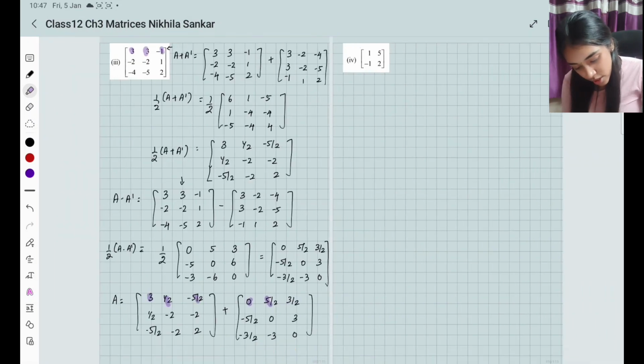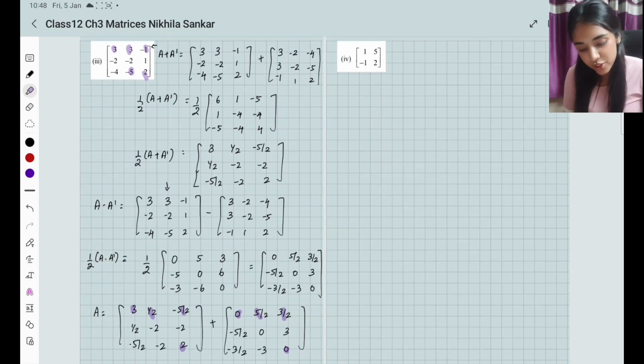So minus 1 comes. Next, in the second row, minus half minus 5 by 2, so minus 2 comes. Minus 2 stays the same. Minus 2 plus 3 is going to be 1. In the last row I have minus 5 minus 3 by 2, so minus 4. Minus 2 minus 5 is going to be minus 5. Then the last element, 2 plus 0, is going to be 0. Okay, every element has been checked.